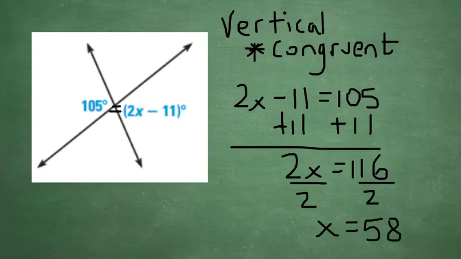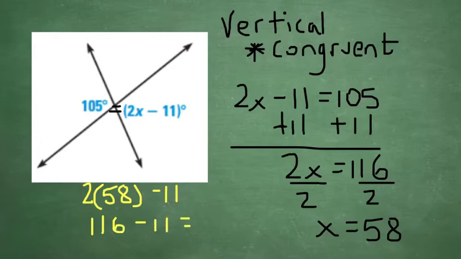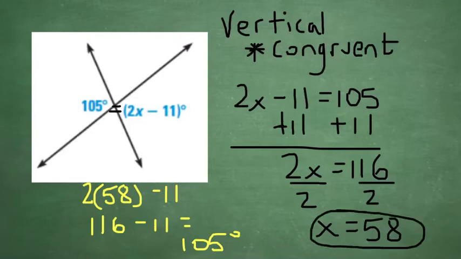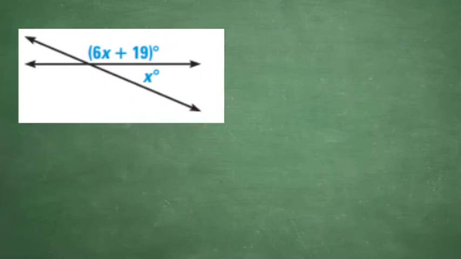If we plug that back in to check our work, it should be 2 times 58, take away 11. This would just be a verification at this point. We don't actually need to find the measure of that whole angle. So 116 take away 11, we'll notice it's the exact same thing. But we had our original answer here in black as x is equal to 58.